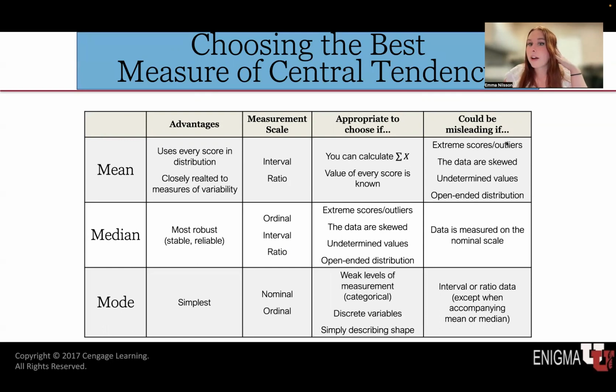Number one is if you have any extreme scores or outliers. In that case, your mean is going to be skewed. So you're better off using your median because it's a little more stable and robust.